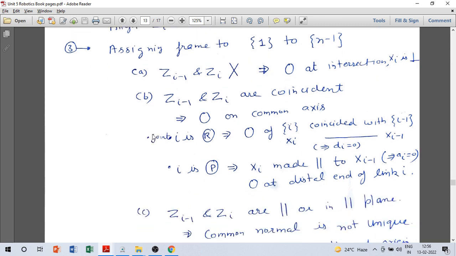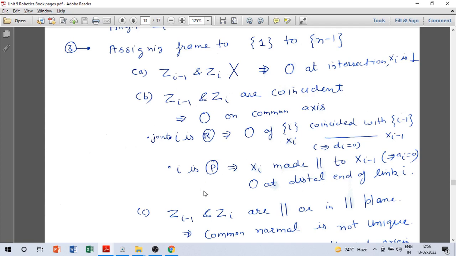The other scenario is if z_{i-1} and z_i are coincident, that is, the same axis. Then the origin will be on the common axis, that is clear, because x_i is the common perpendicular to z_i and z_{i-1}. But now there is ambiguity about the common perpendicular. You can draw an infinite number of common perpendiculars because they are coincident.